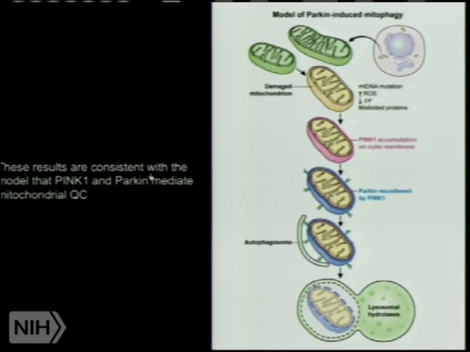Now, how can you imagine that would happen? How does Pink1 know? It's got a mitochondrial import sequence. It should be imported into all mitochondria. And I'll show you this in a minute. And then Pink1's a kinase.